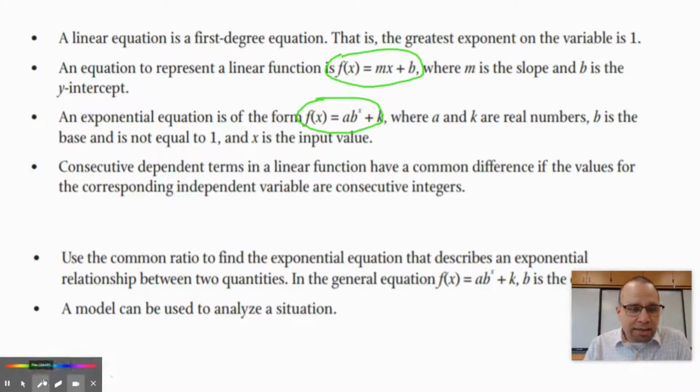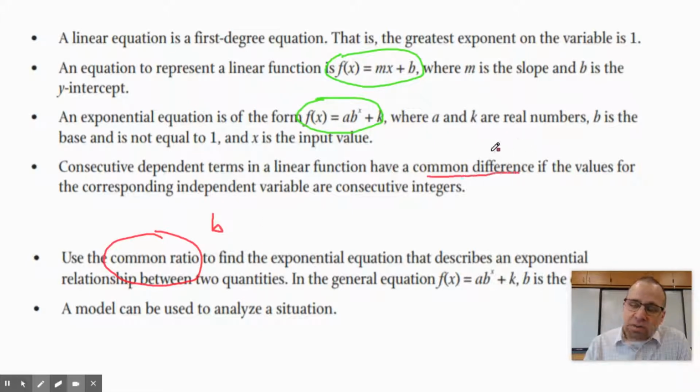The big thing that we're going to be looking for is whether or not it has a common ratio, which is also known as the base of our exponential. If it doesn't, then we're probably going to have a common difference, which is just going to lead us to our slope.